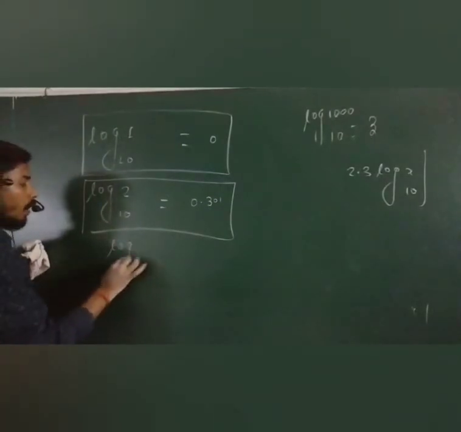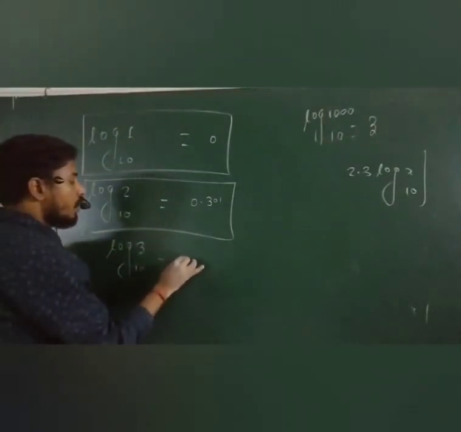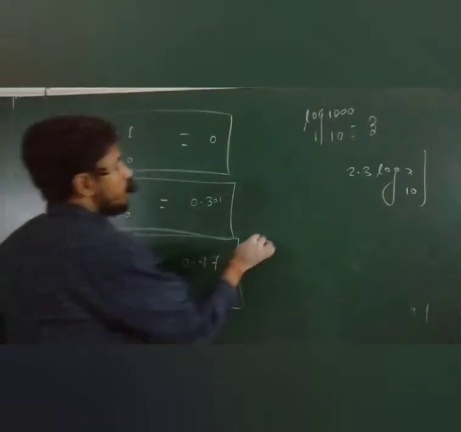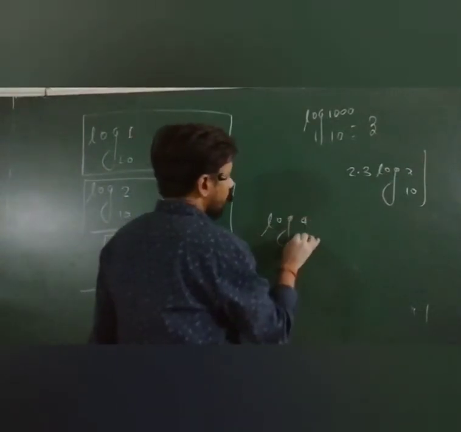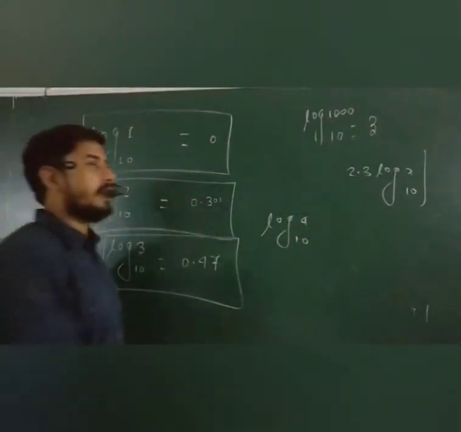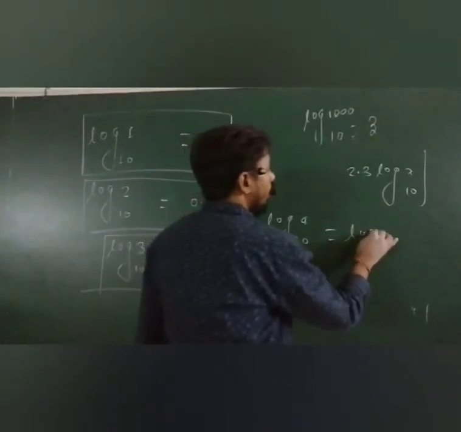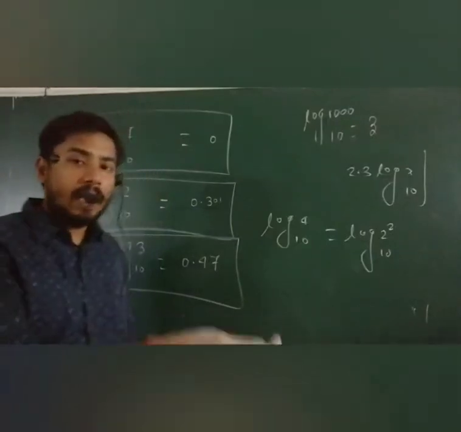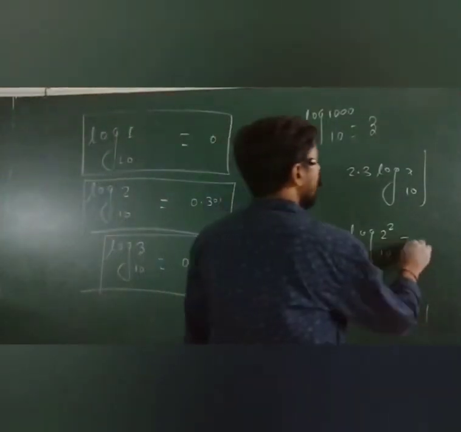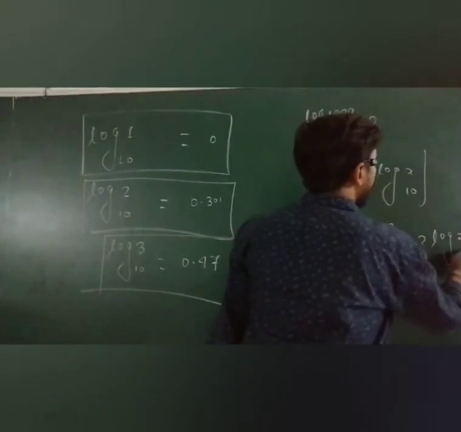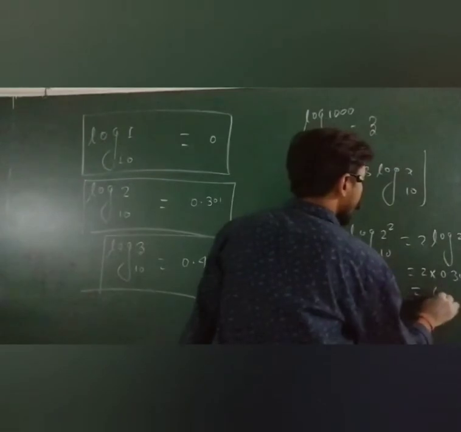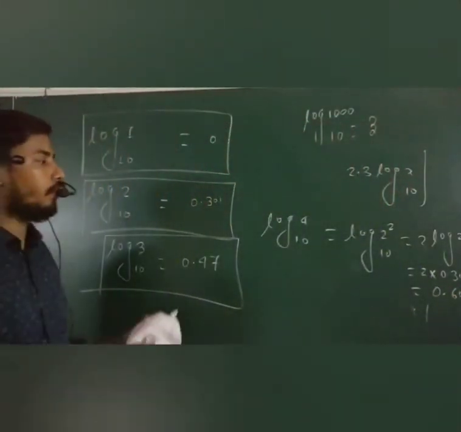Now see, log 3 base 10 is 0.47. Okay. See, log 4, how can we calculate? Simply we can write this as log 2 power 2, base 10, and the power of the argument is taken directly outside. So this becomes 2 log 2 base 10, which is 2 into 0.301, so this becomes 0.602. So this is the value of log 4.